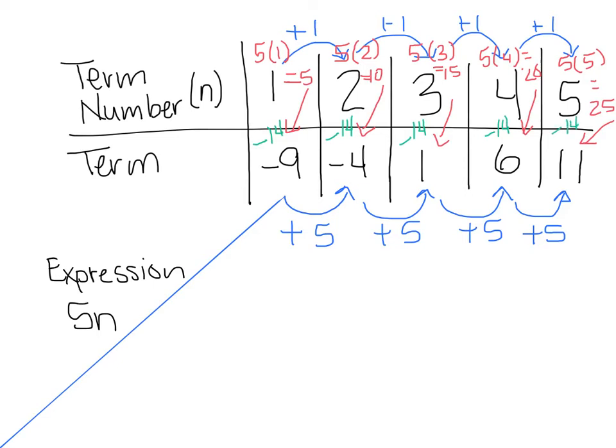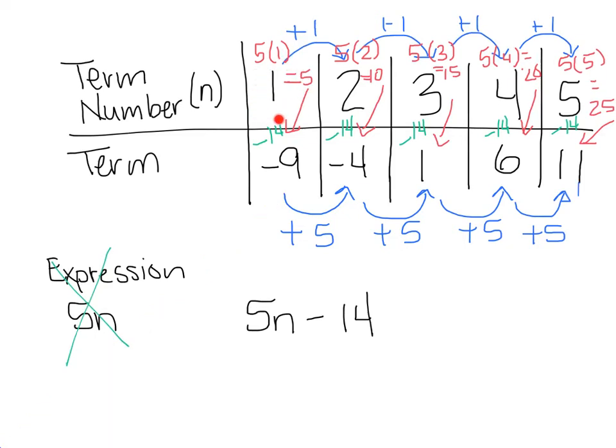So this now implies this expression is wrong, and it implies that my expression should be 5n minus 14. Okay, so let's test it. Let's go back to the first term here. And let's replace n with 1.